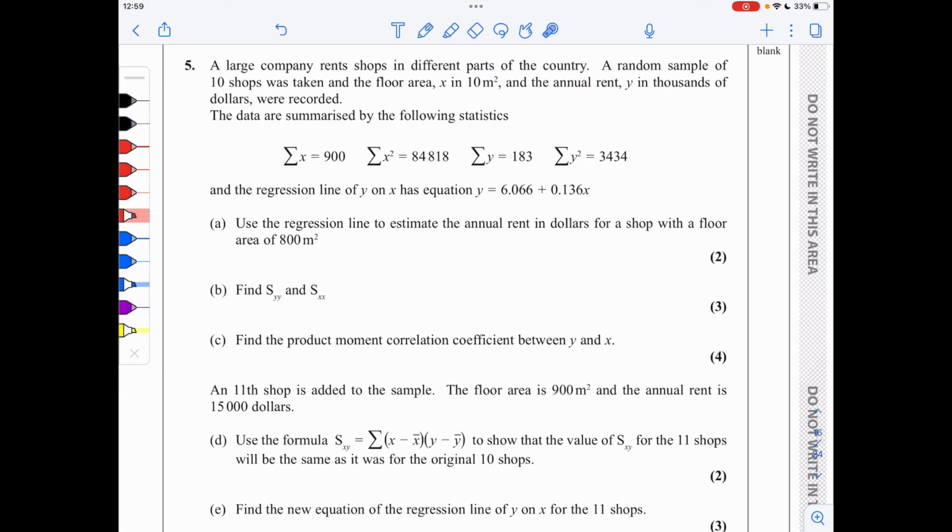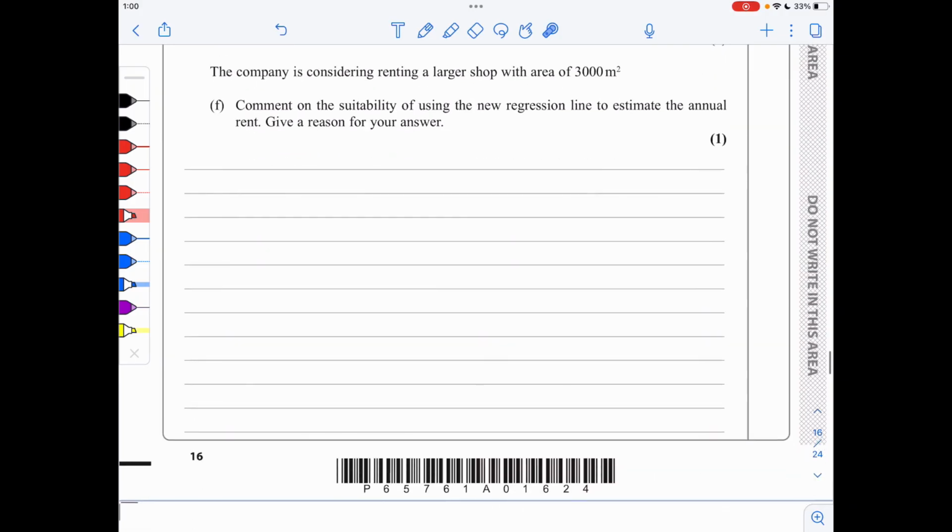In question 5, it's a large company that's renting shops in different parts of the country. Now we have data for 10 shops and we are measuring the floor area X in 10 square meters and the annual rent Y in thousands of dollars. Now we have the regression line here and we are asked to use it to estimate the annual rent in dollars for a shop with a floor area of 800 square meters. Now we need to convert, first of all, the area of 800 square meters into a value for X.